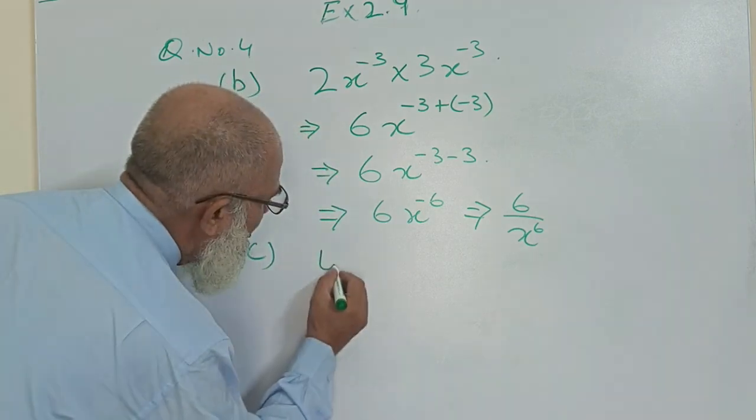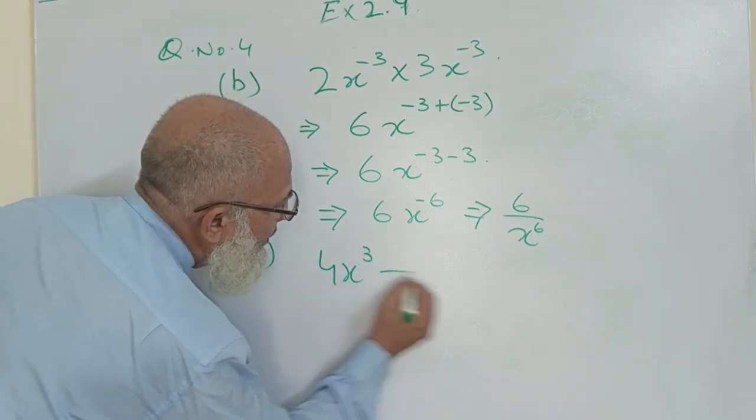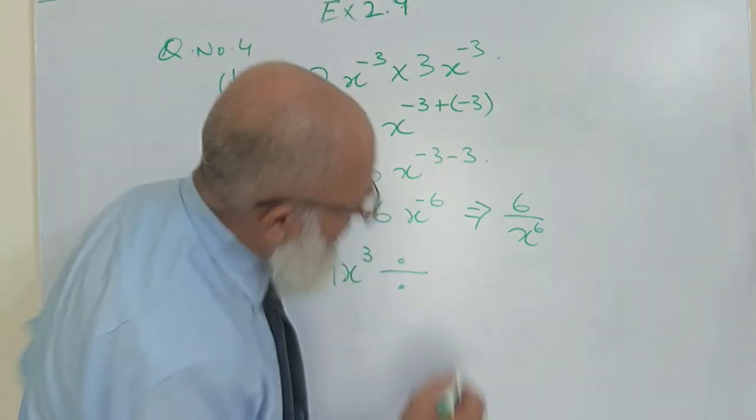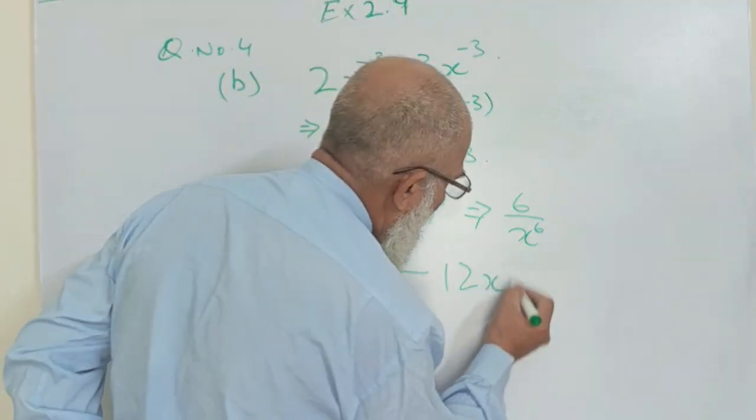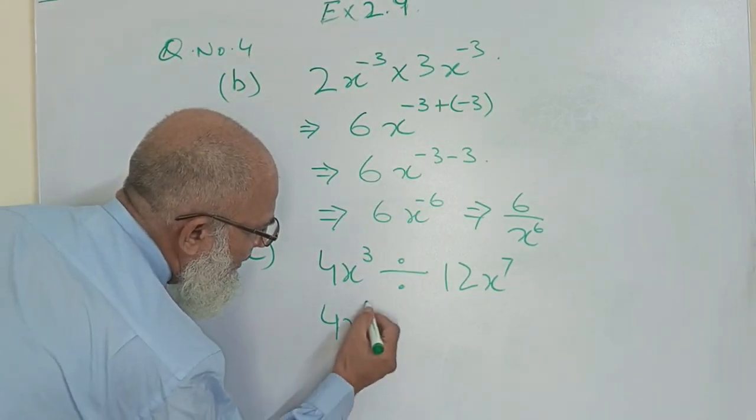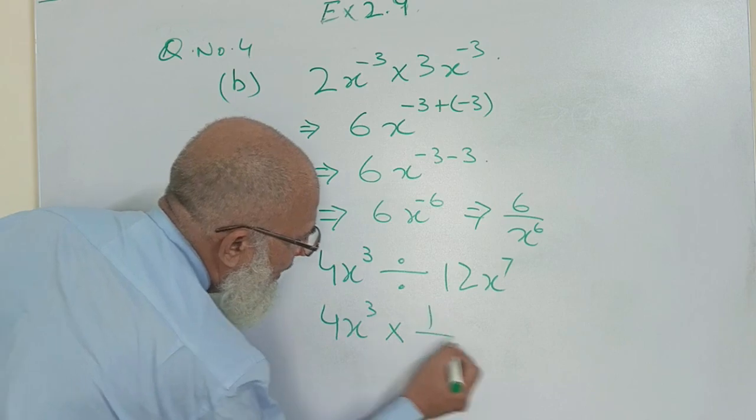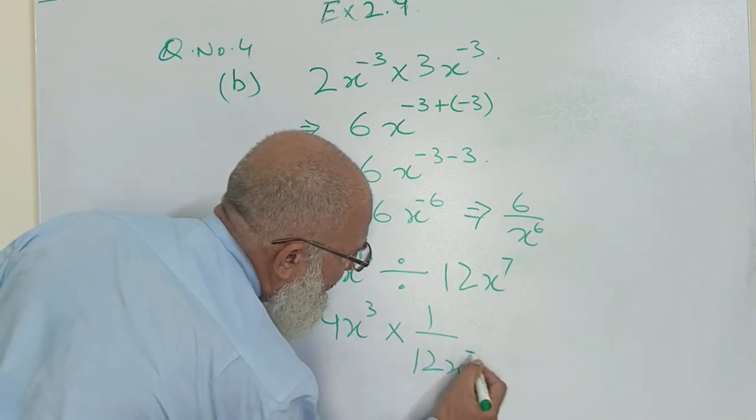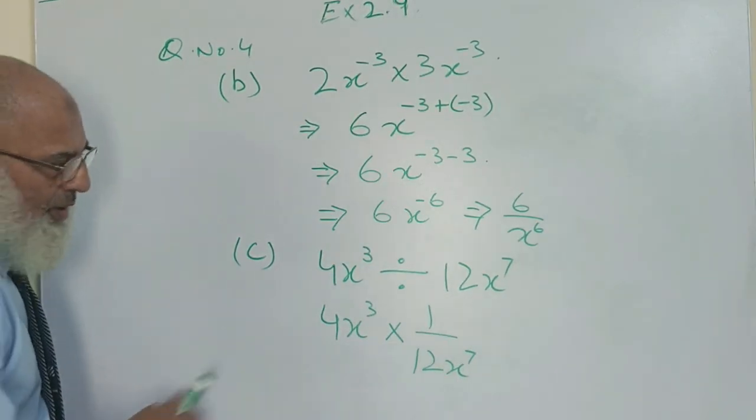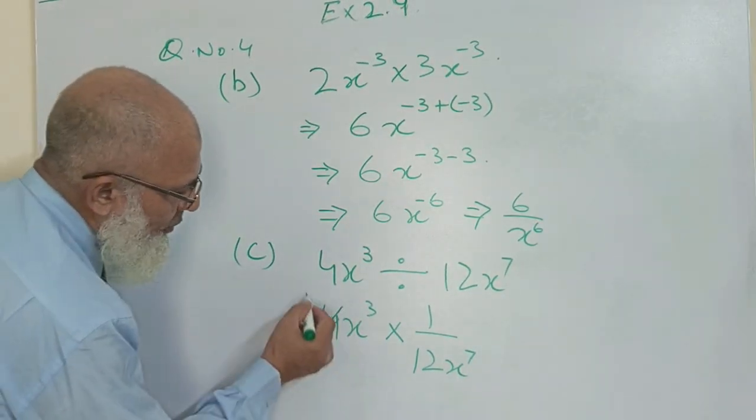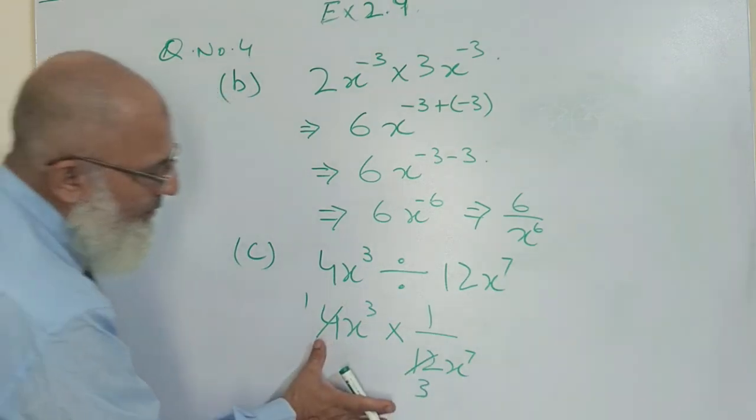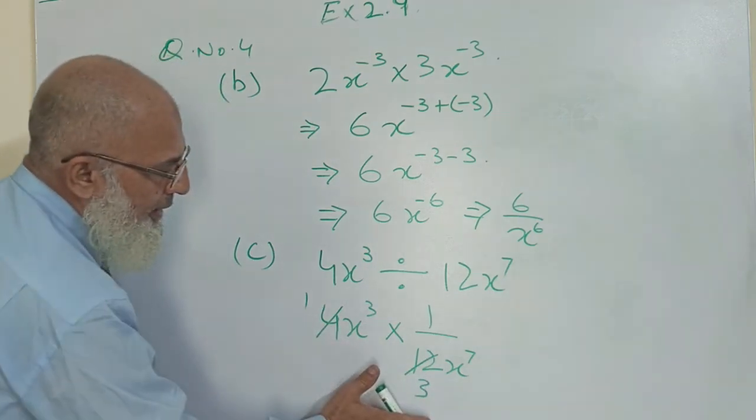4x cube divided by 12x7. So in fact it does mean that 4x cube multiplied by like this. So we can cancel 4 one times and 4 three times. So it is done. The coefficients are done.